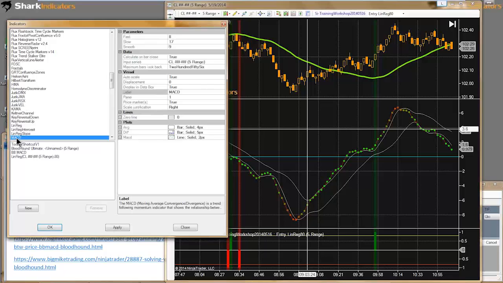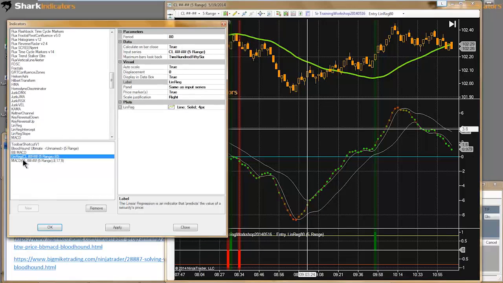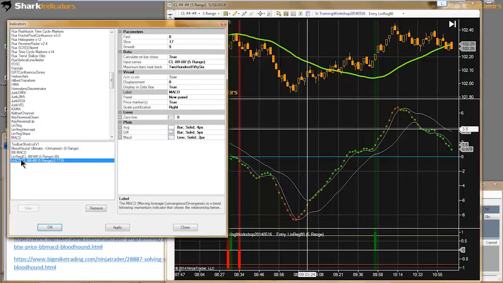Okay. So I remember doing this a while back, and I believe this is quite literally just the MACD line and the Bollinger Band lines with the MACD fed into it.